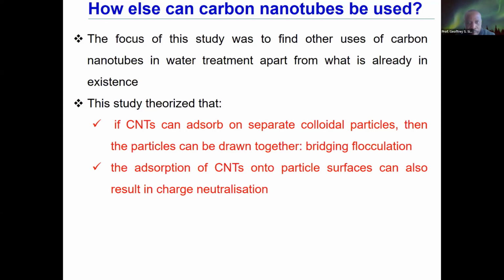And at the same time, if these carbon nanotubes could adsorb on these colloidal materials, they could render them neutralized, because what we see, especially with turbidity, is that the materials in water are negatively charged. So if our carbon nanotubes are positively charged and they adsorb on these particles, they will be neutralized, and it will be possible for these materials to settle, as is the case in coagulation and flocculation processes where sedimentation takes place. So these theories formed the basis of the objective of our study.